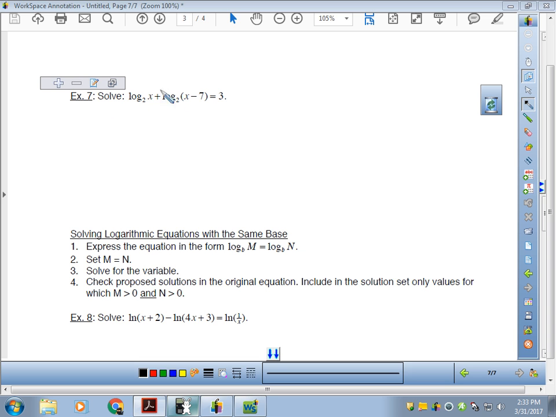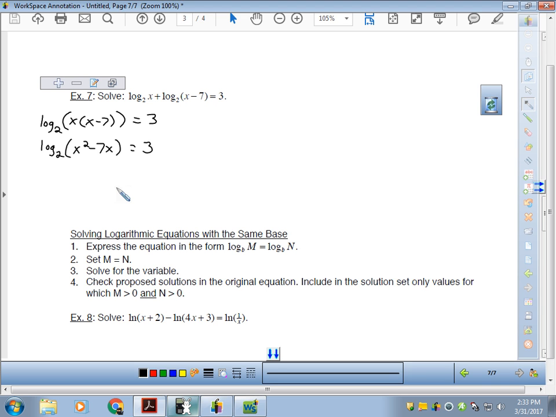Now, because we have addition, we can actually rewrite this as one logarithm that has multiplication in it. So this would be log base 2 of x times x minus 7 equals 3. So we just change that addition of 2 logs into a multiplication inside of 1 log. And then we can actually do out that multiplication. So x times x is x squared. X times negative 7 is negative 7x.